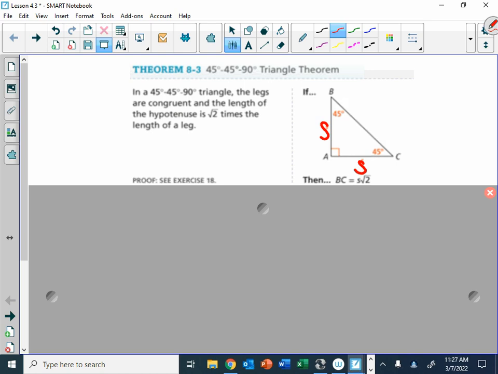So both of your legs are equal to each other. They're both equal to s. Your hypotenuse for a 45-45-90 triangle is equal to s times the square root of 2. s times the square root of 2 is your hypotenuse for a 45-45-90 triangle.